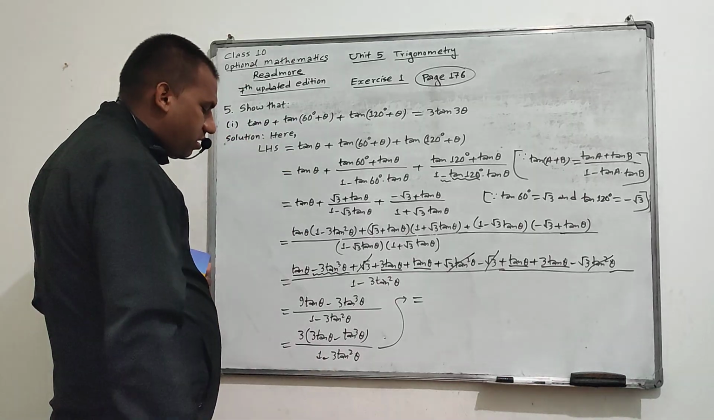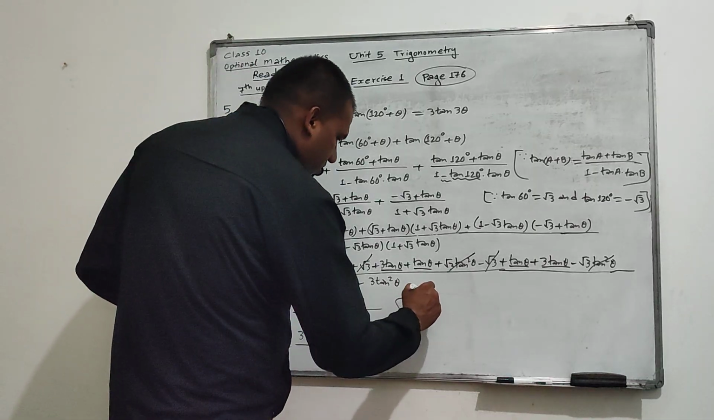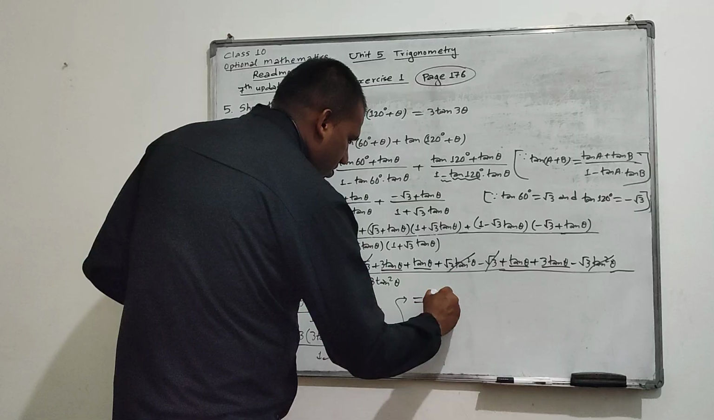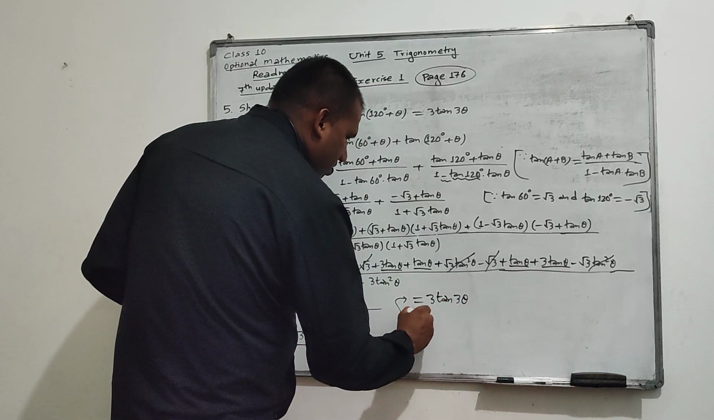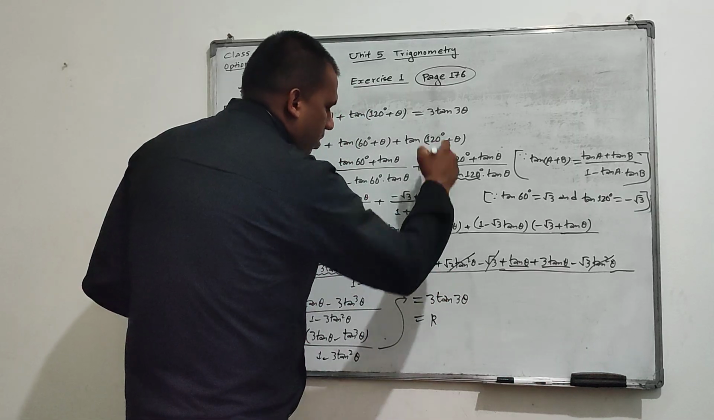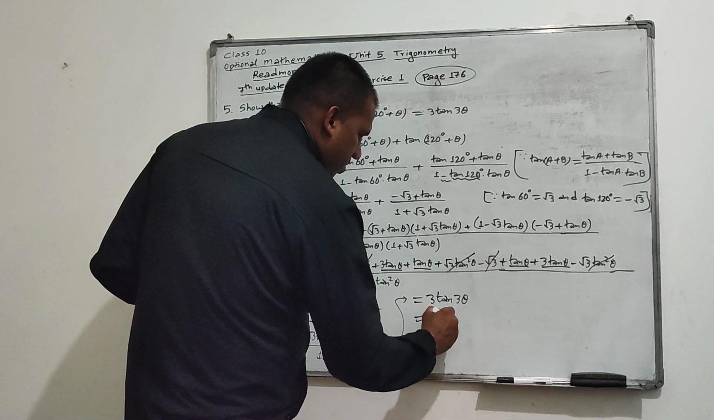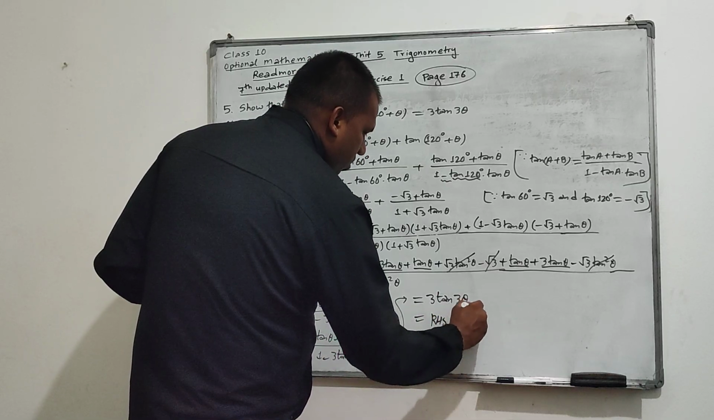This is the formula of tan 3 theta. So this is equal to 3 times tan 3 theta, which is the RHS. So it is proved.